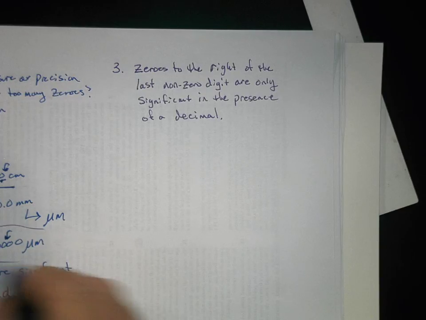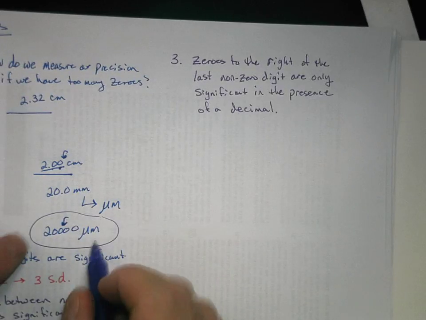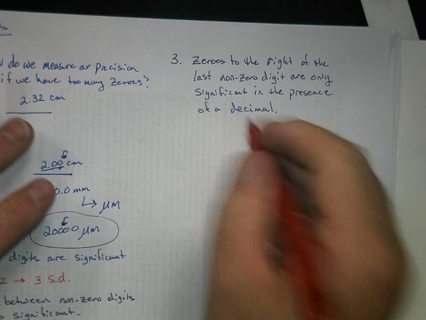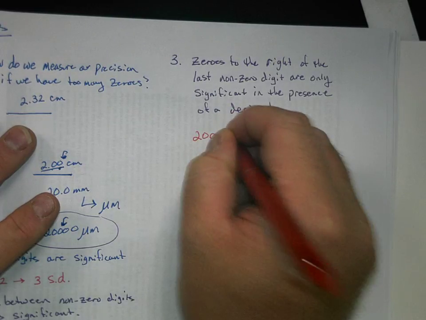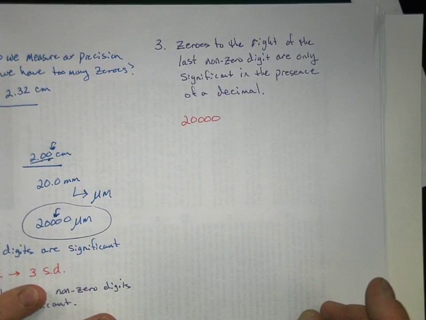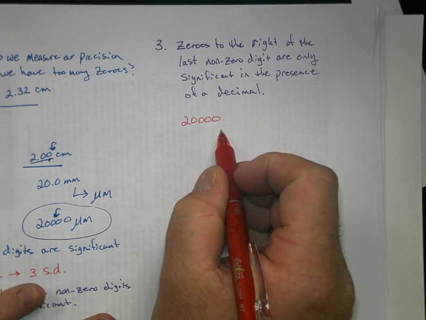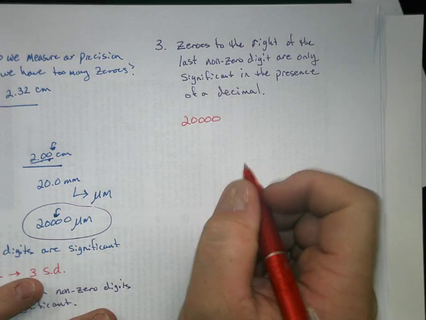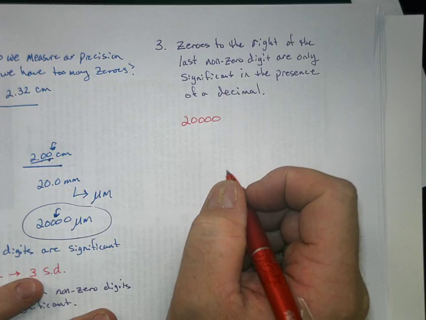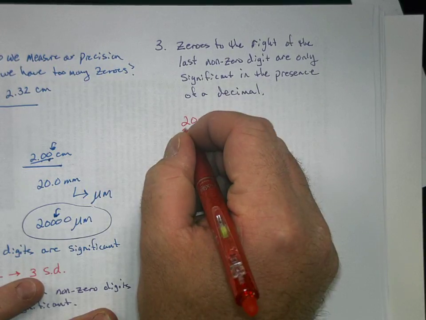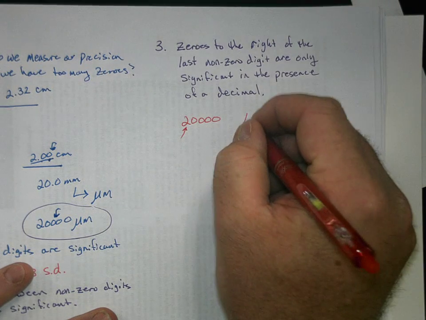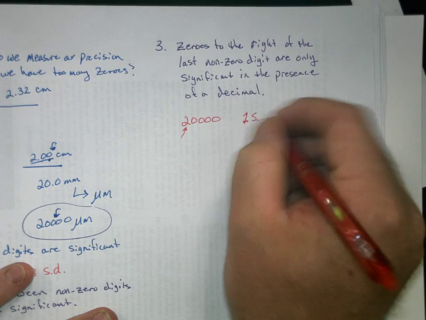Okay, we have this bad boy right here, this 20,000 micrometers. If I just wrote the number 20,000, you cannot tell by looking at this where our digit of uncertainty is. Or you can, and it's forced to be that one. It has to be the first non-zero digit. We only get one. This has one significant digit.